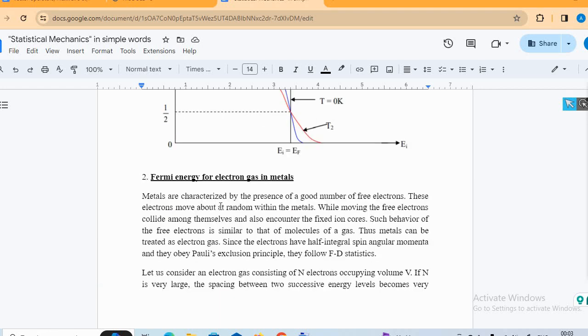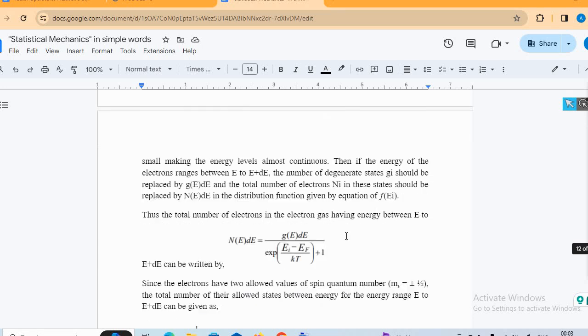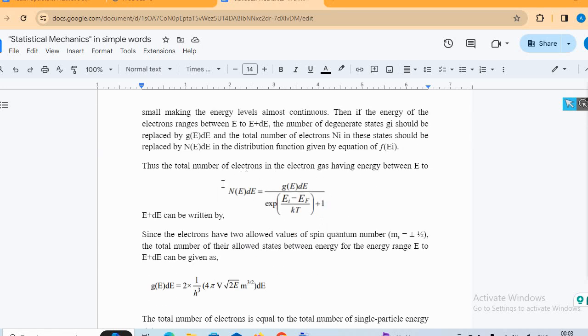So if you are interested, you can calculate the Fermi level energy of the system. To calculate the Fermi level energy, one can use a simple relation of the total number of particles. Now the total number of particles, Ne, within a certain energy level dE, is given as the distribution function into the density of states, dE.